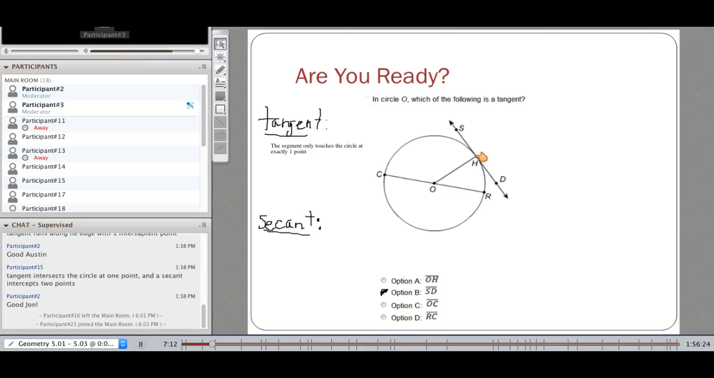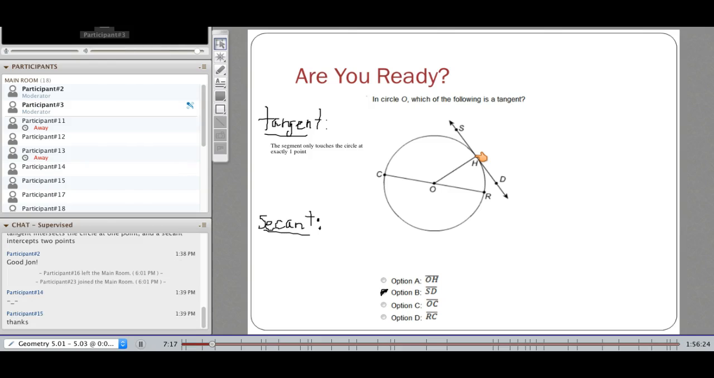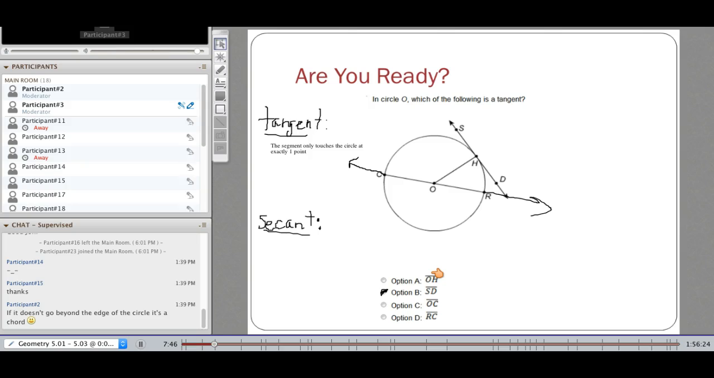So the tangent intersects the circle at one point. The secant intersects the circle at 2 points. Okay, so let's say we were to extend that line from there, this would actually be a secant line right here, line CR. That would be a secant because it's intersecting twice, but SD is only intersecting once. So a tangent intersects the circle at 1 point, and a secant intersects the circle at 2 points. All right, good job, guys.